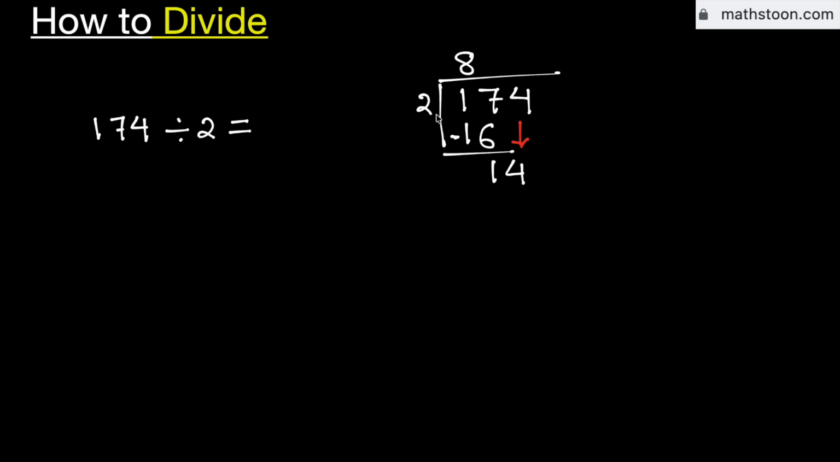And we know that 2 times 7 is equal to 14. Subtract, we get 0. As we get the number 0 and we have no number to bring down here, so we will stop. Therefore, 174 divided by 2 is equal to 87. And this is our final answer.